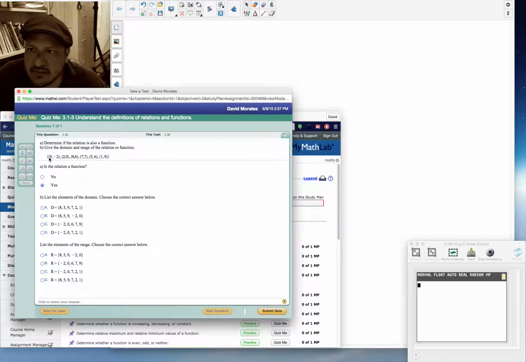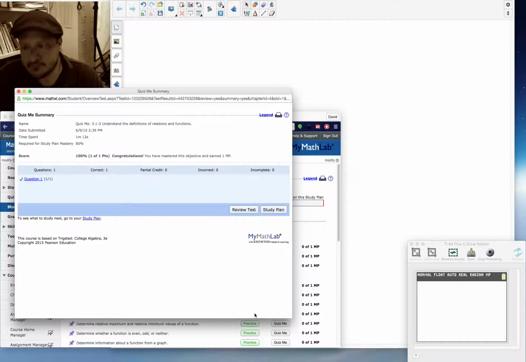The elements of the domain are 9, so they have them in this order: 8, 5, 9, 7, 2, 1. So it's going to be the first one. The elements of the range are the second numbers. So we have -2, 0, 6, 7. Now when you repeat yourself, you only write it once. 6 and 9. So it's going to be B.